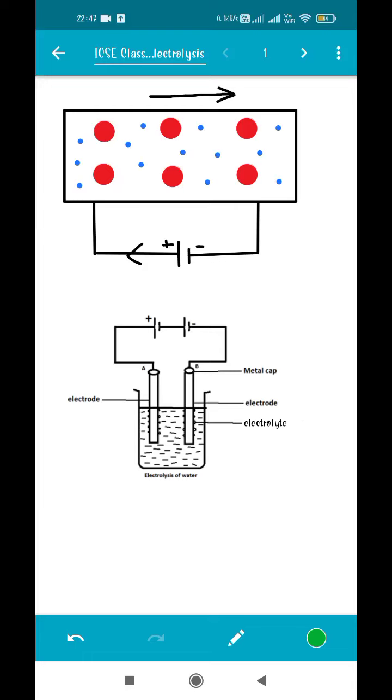So our next chapter deals with the topic electrolysis. So what is electrolysis? Basically, we know that water is made up of two substances, hydrogen and oxygen.